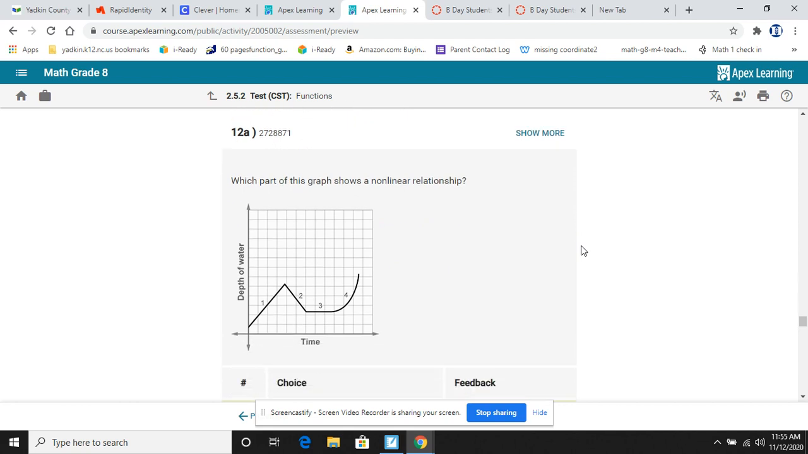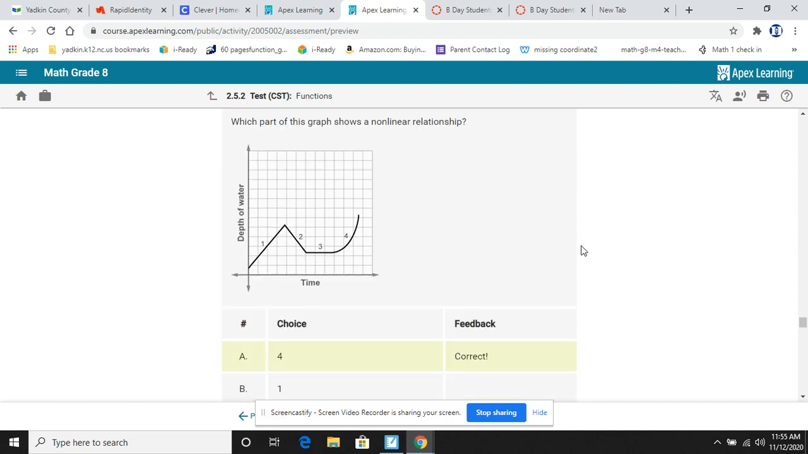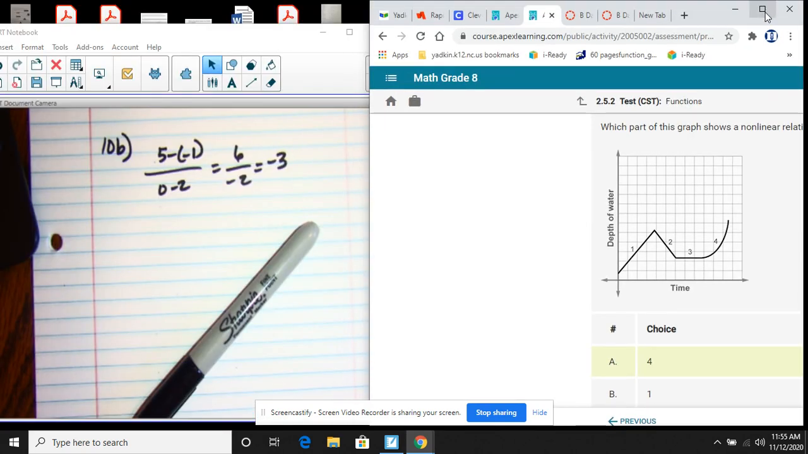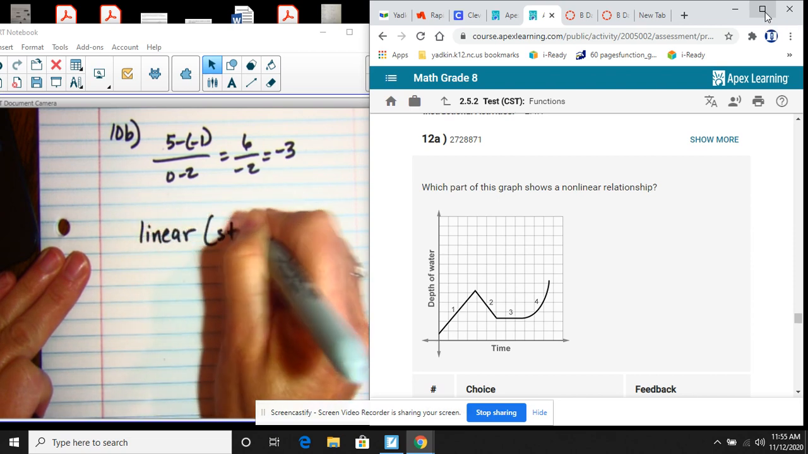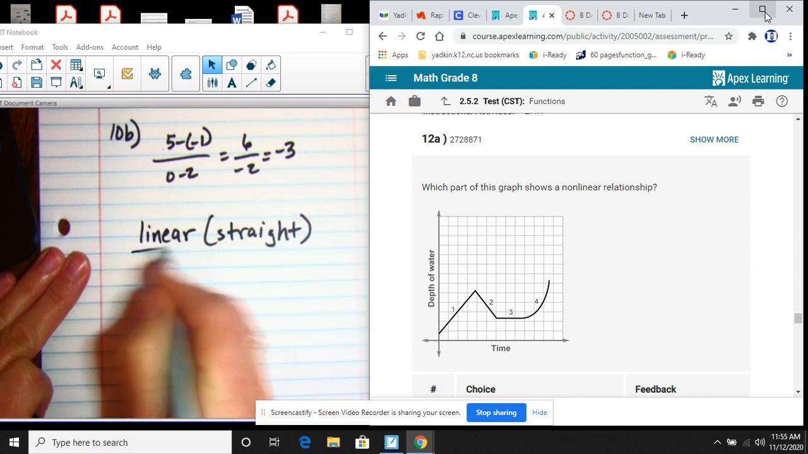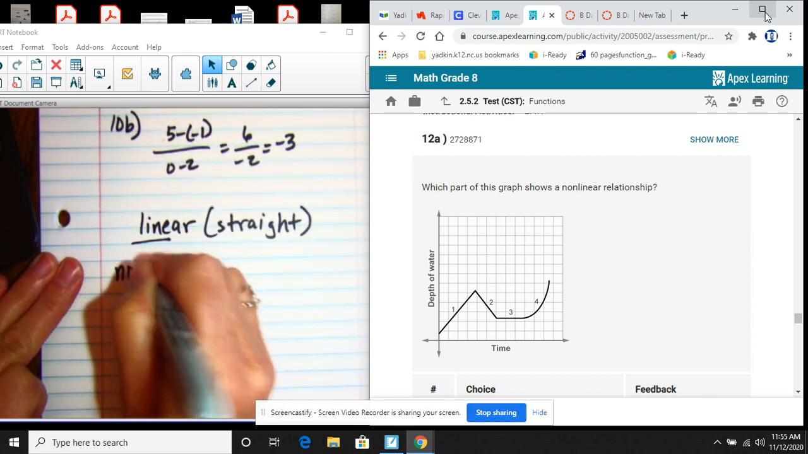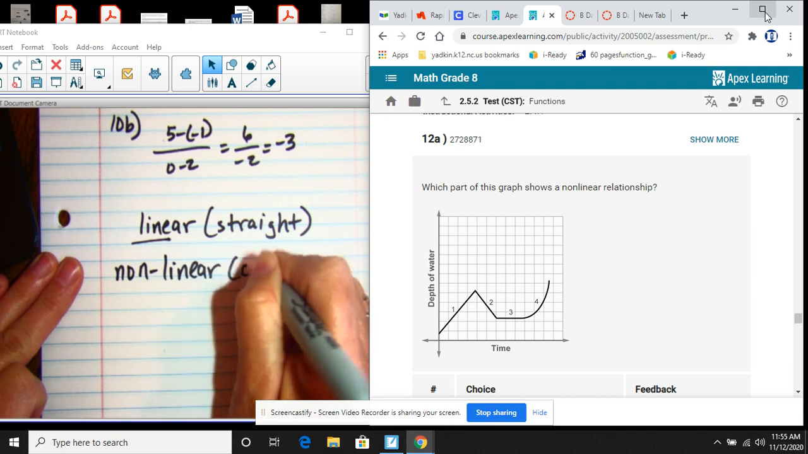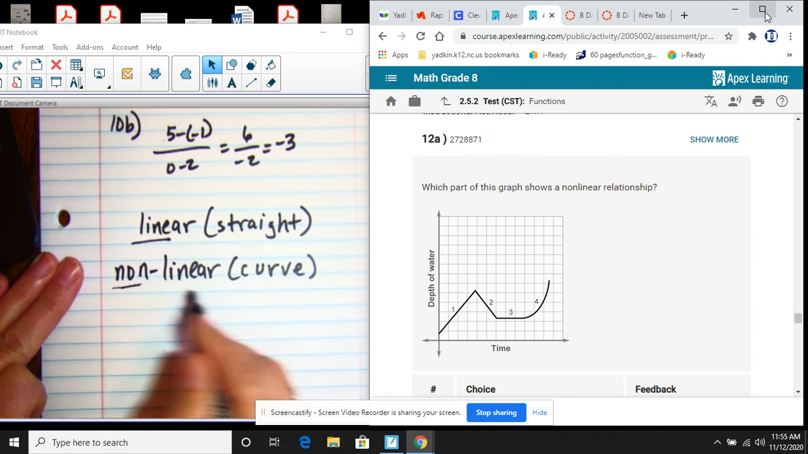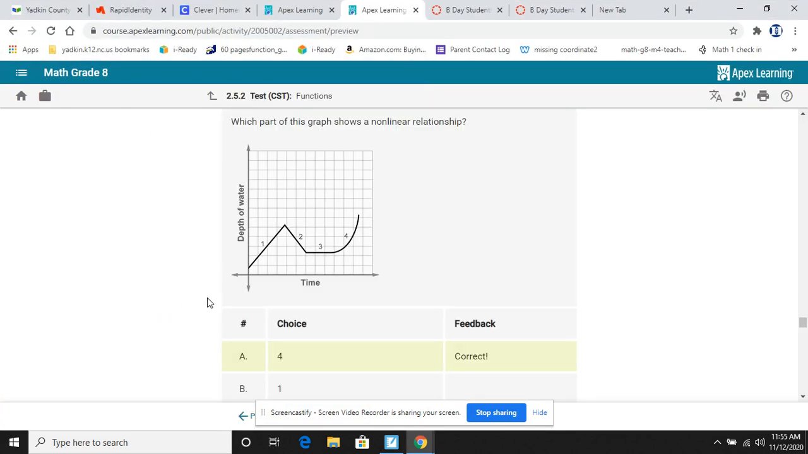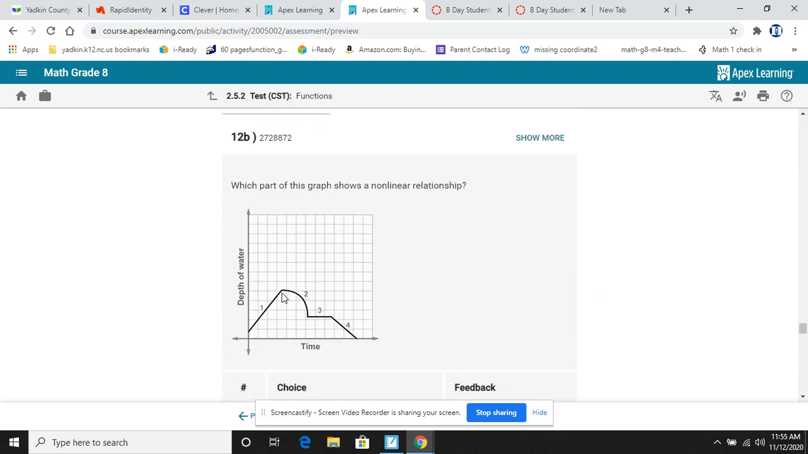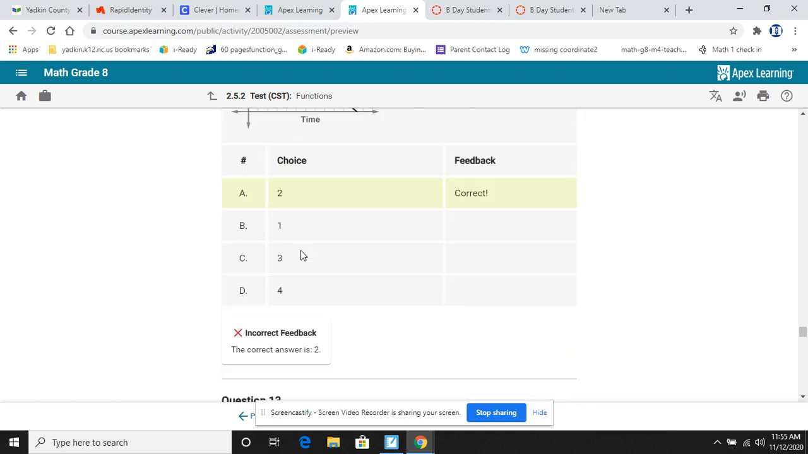Okay. 12, which part of the graph shows a non-linear? Non-linear means it's not linear. It's not straight. Again, I'll make a note over here. If a relationship is linear, it is straight, like a line is straight. If it's non-linear, then it has a curve to it. It's not straight. It's not a line. Okay, so which part is curvy? Non-linear, part 4. Next one, which is non-linear, part 2.